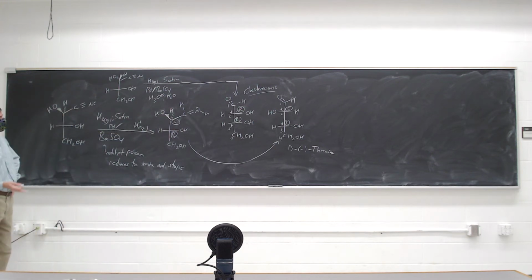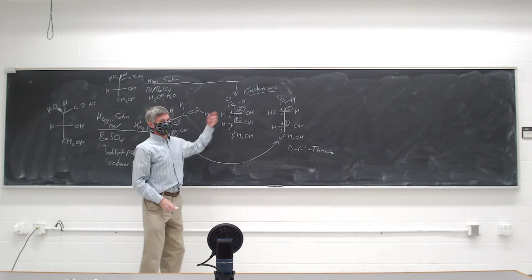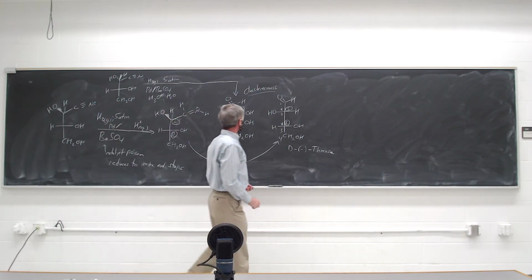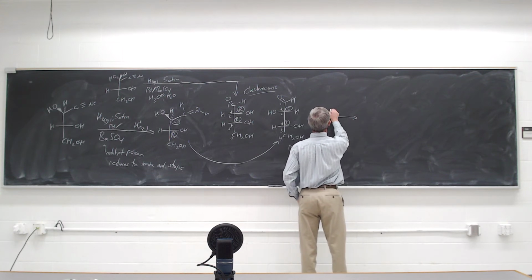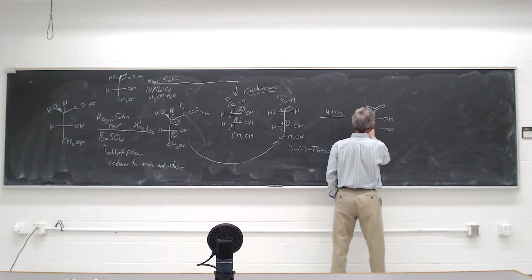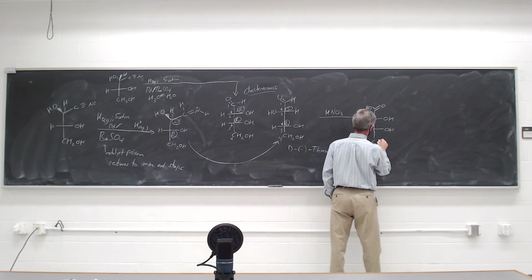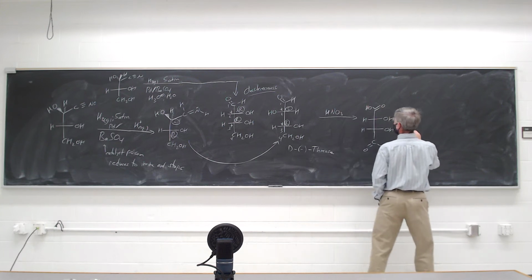So how do we then figure out which one's which? The trick to that is that these aldehydes are oxidizable. So if we were to take this and treat it with HNO3 as an oxidizing agent, that oxidizes off both the aldehyde and the primary alcohol, but doesn't touch the secondary alcohols.